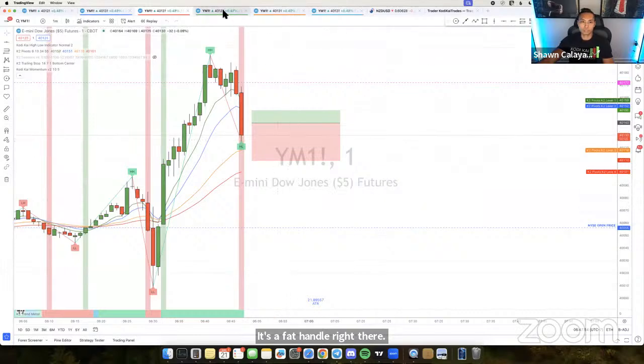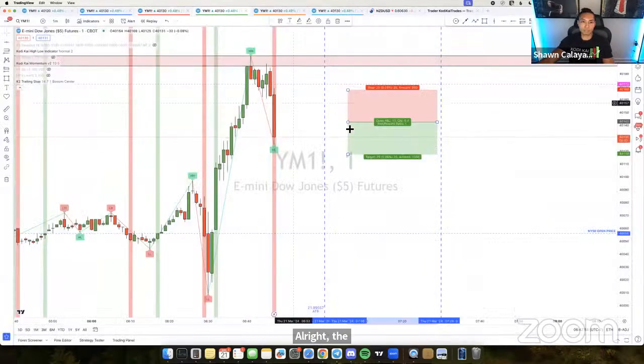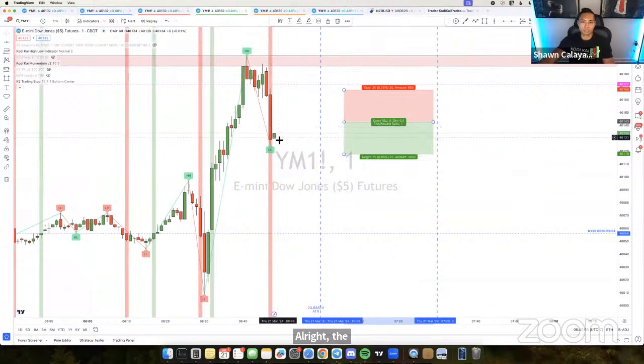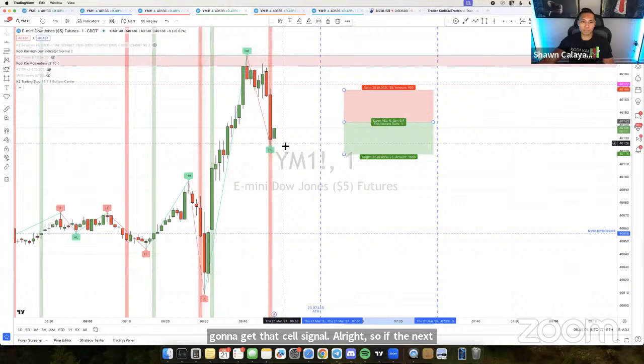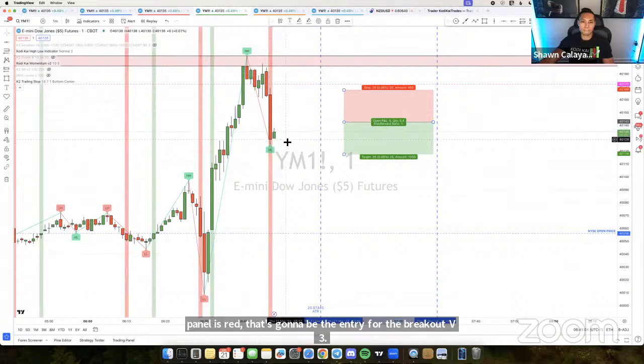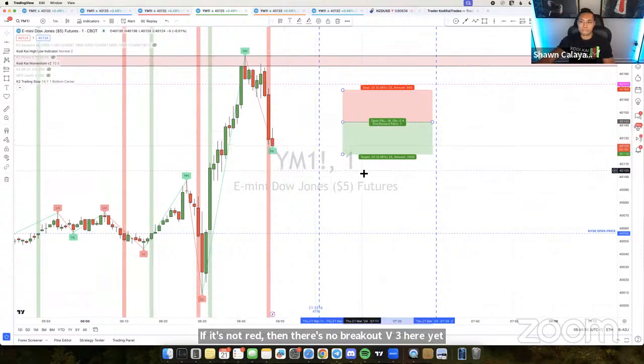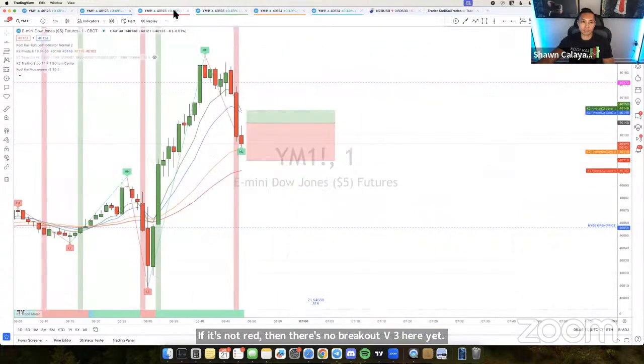All right, the candle's about to close. Looks like we're going to get that sell signal. All right, so if the next candle is red, that's going to be the entry for the breakout V3. If it's not red, then there's no breakout V3 here yet. It's got a lot of time on the candle, so just sit tight and wait.